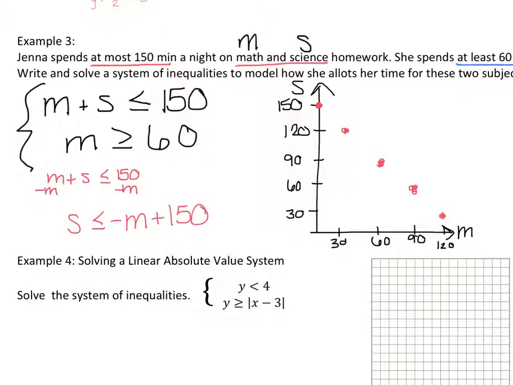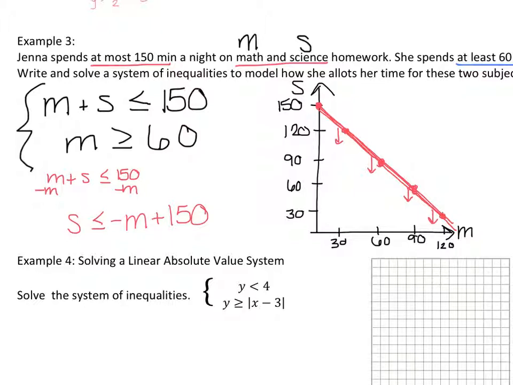Is that line going to be dashed or solid? It's going to be solid because it's or equal to. And then will we shade above or below that? Less than, so below. But remember, this is a system, so don't shade the whole thing. Just draw some little arrows to help us remember what part we need.